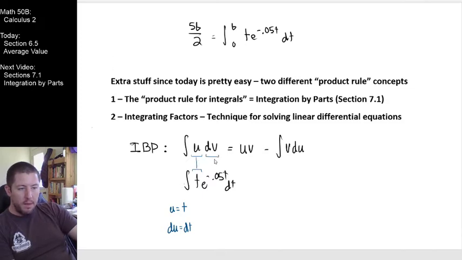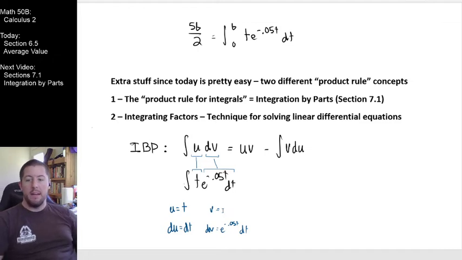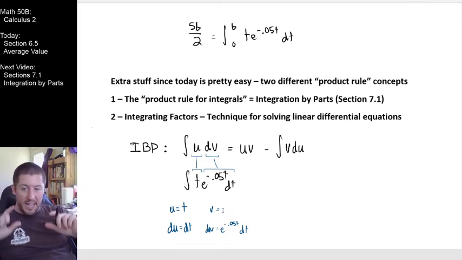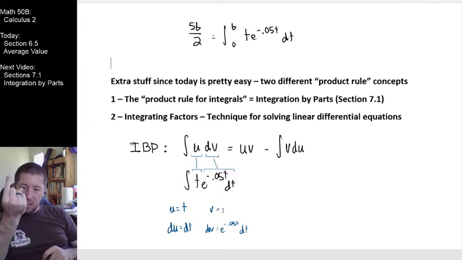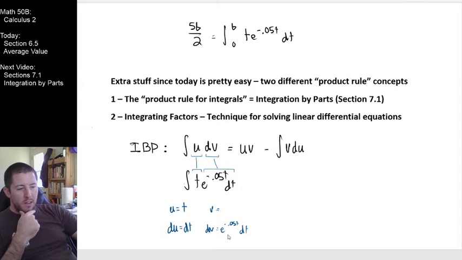Therefore, it looks like what I'm going to call dv needs to be all the rest of this stuff right there. So if dv is e to the negative 0.05 t dt, then my question is, what must v have been? So notice we need to integrate this quantity right here to move back up the row. We took a derivative to go from u equals t to du equals dt. Therefore, we need to take an integral to go from dv back up to v right here.